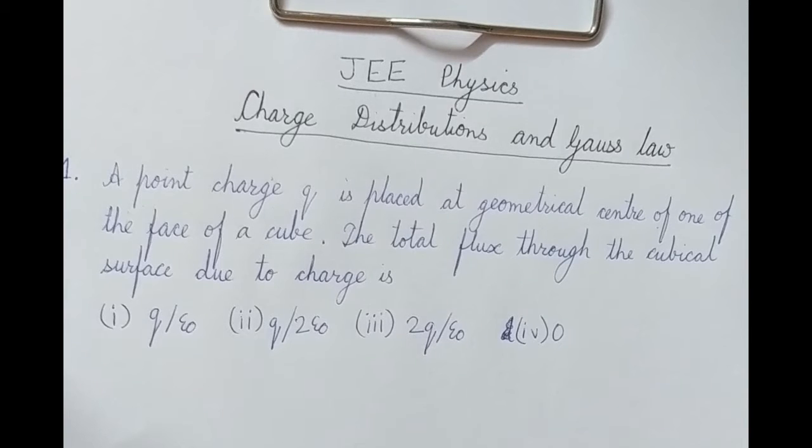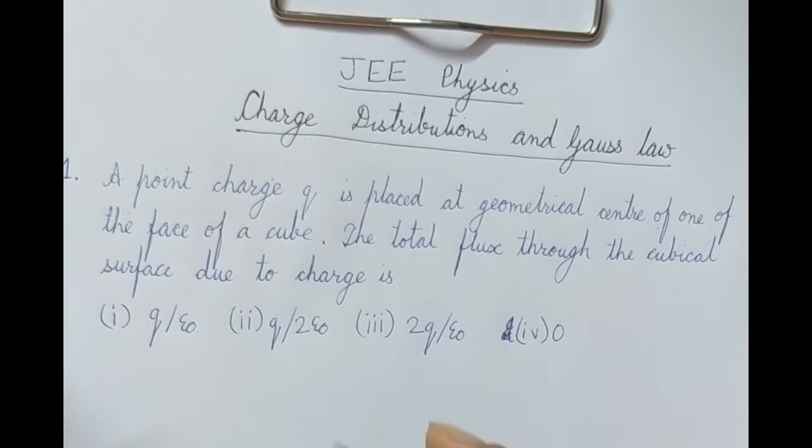Let's get started with our JEE problems. For our first problem, we have this. A point charge Q is placed at the geometrical center of one of the face of a cube. The total flux through the cubical surface due to the charge is.